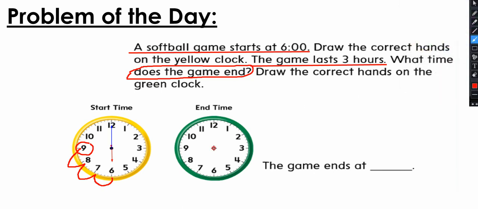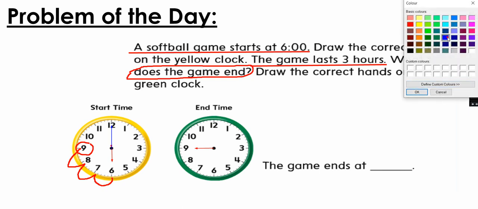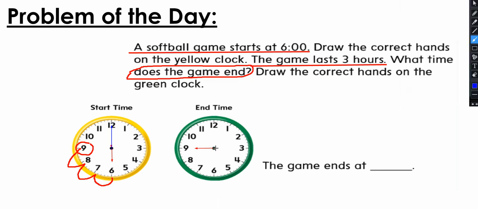So we draw the hour hand, which is the short hand, doesn't have to touch the number, pointing to the 9, and the minute hand has to go on the 12 to show a clock. 9 o'clock. The game ends at 9 o'clock. Remember, when we say o'clock, we show double zeros.